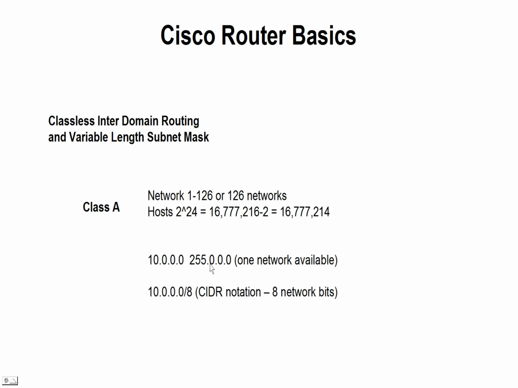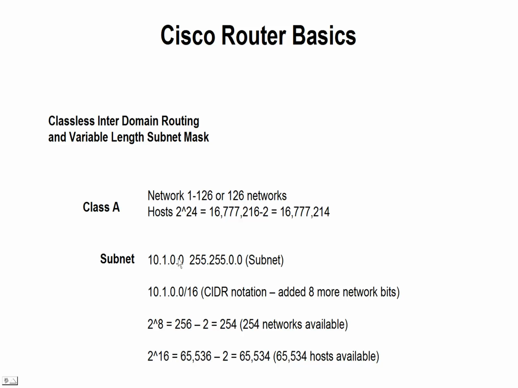Here's a typical Class A address for 10, 10.0.0.0. Again, the default subnet mask for Class A is 255.0.0.0. One network, network 10. The CIDR notation, /8, and that 8 represents the network bits that have been set aside for our Class A network. So that's 8 bits.